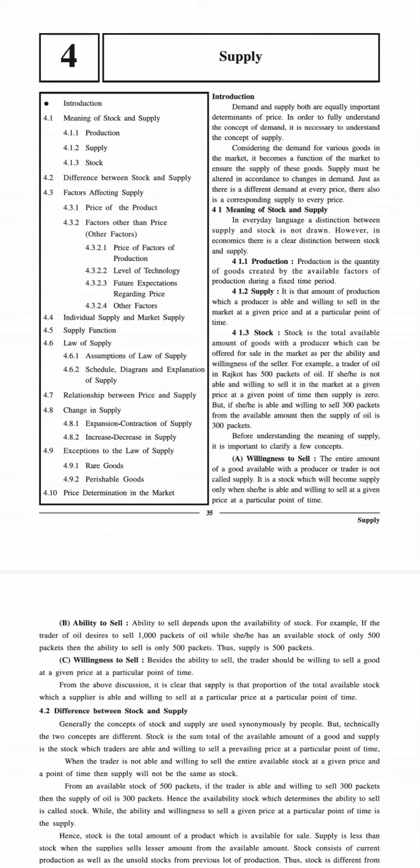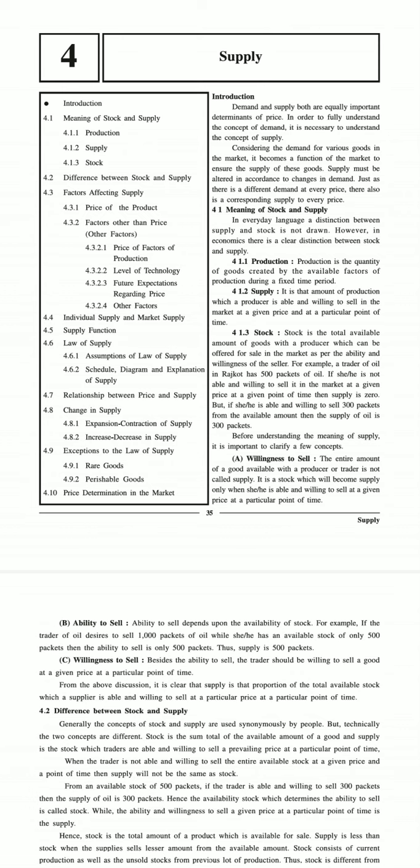Now, in this chapter, we'll be learning what is meant by supply, what is meant by the term stock, the difference between stock and supply, the factors which affect supply. Then we'll be learning about what is meant by individual and market supply, what is meant by supply function. As we had learned the law of demand, in the same way we'll be learning about the law of supply also. The relationship between how at different prices the supply varies, the changes in supply, and we will also be learning about the exceptions to the law of supply.